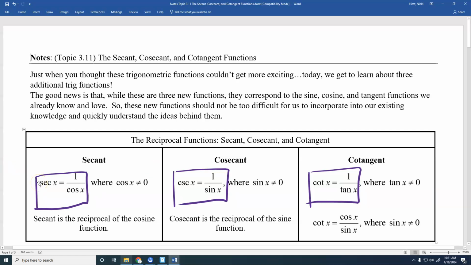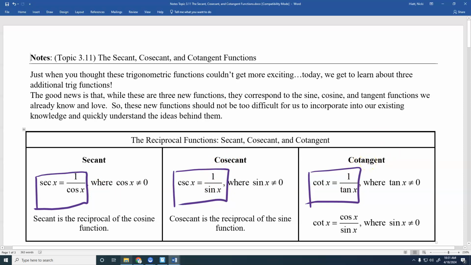Secant has to go with cosine, right? Because you can't have cosecant and cosine together. You'd have two cos. That would not work. So that helps me remember which one is which as far as secant and cosecant. Cotangent and tangent go together like they seem like they should. So secant is 1 divided by cosine, and cosecant is 1 divided by sine.